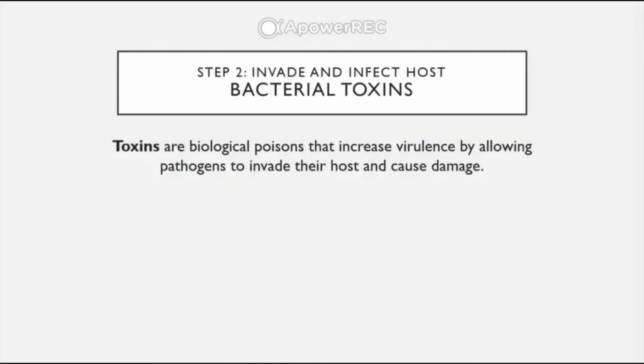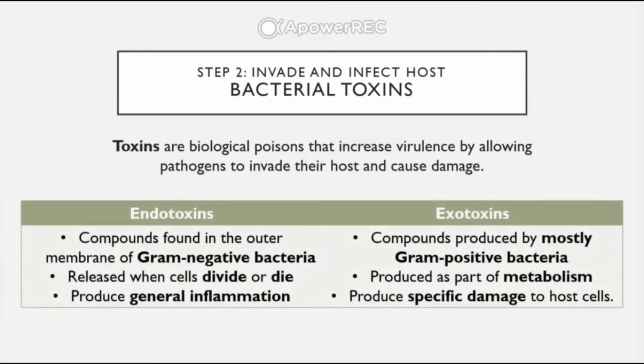Now we have another type of compound created by bacteria. These are bacterial toxins, which are biological poisons that increase virulence by allowing pathogens to invade their host and cause damage. We have two types, the endotoxins and the exotoxins. The endotoxins are compounds found in the outer membrane of gram-negative bacteria, and they are released when cells divide or die, and these can produce general inflammation.